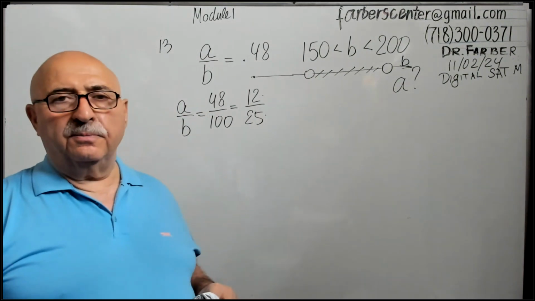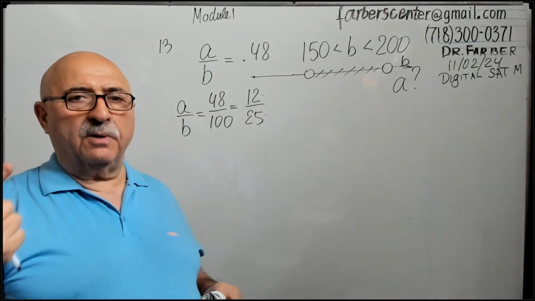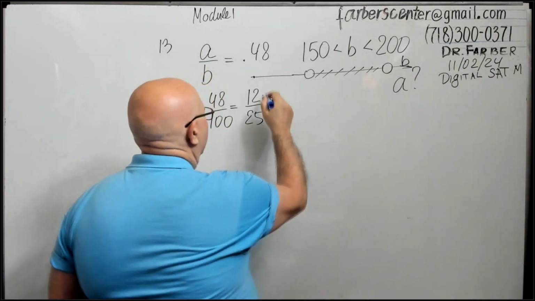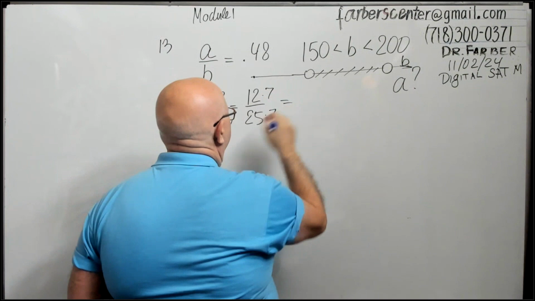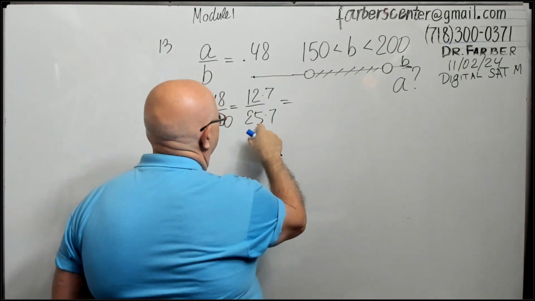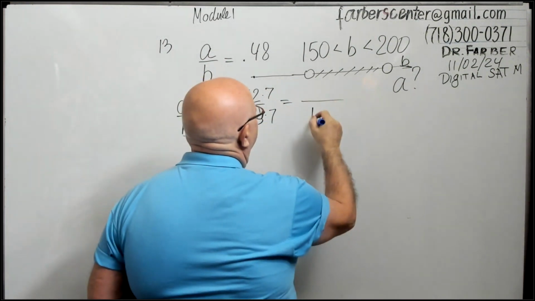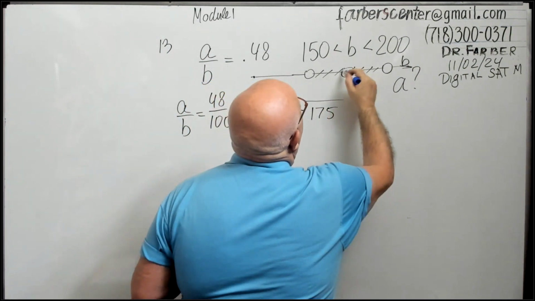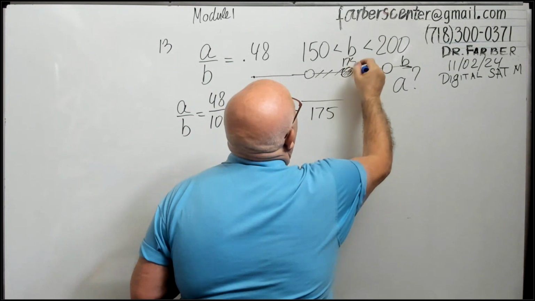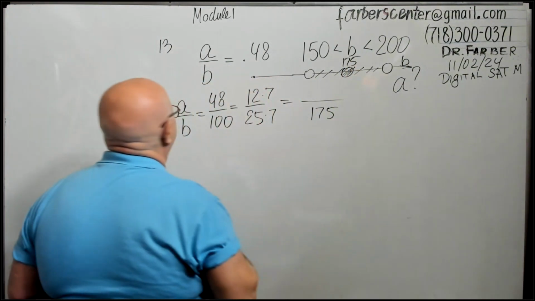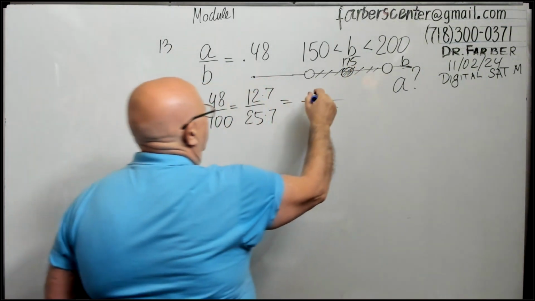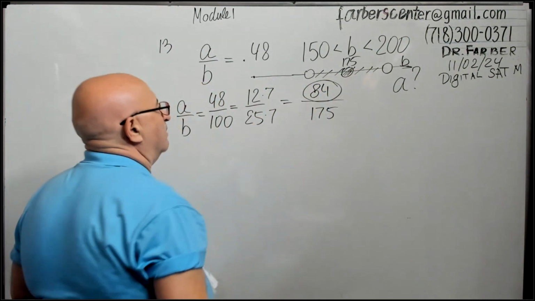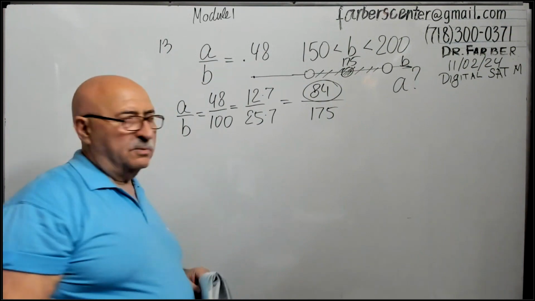So far, so good. Think about another number. 7. If multiplied by 7, 140 plus 35, it would be 175. Yes, it's possible. 175 is over there. But the related value for A would be 84. And A equals 84 because I have to maintain the same ratio. One line.